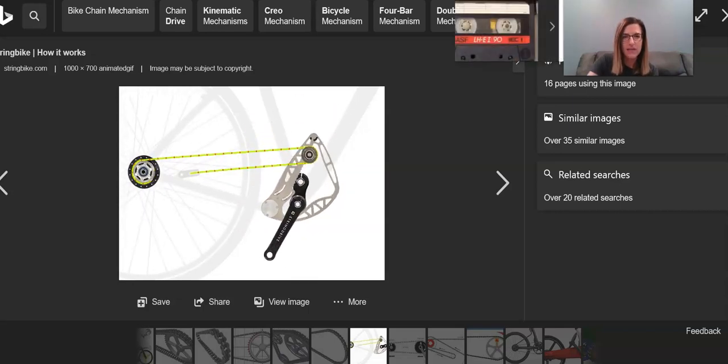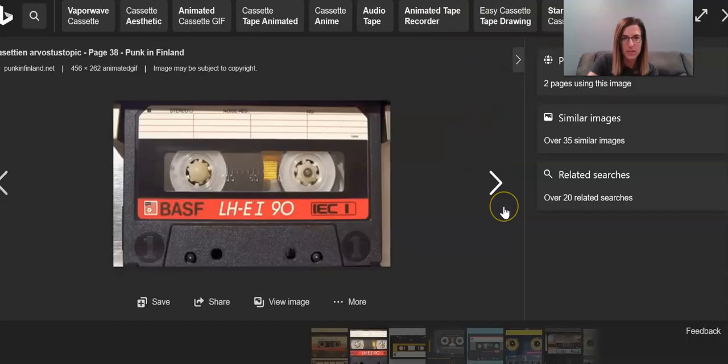Another kind of energy transfer, pardon me, is gears. So this is a cassette tape. This is old school, you guys. But you can see that there's tiny little gears here. They are like little circles with teeth. And as one turns, the other turns. And so this is how we used to listen to music.